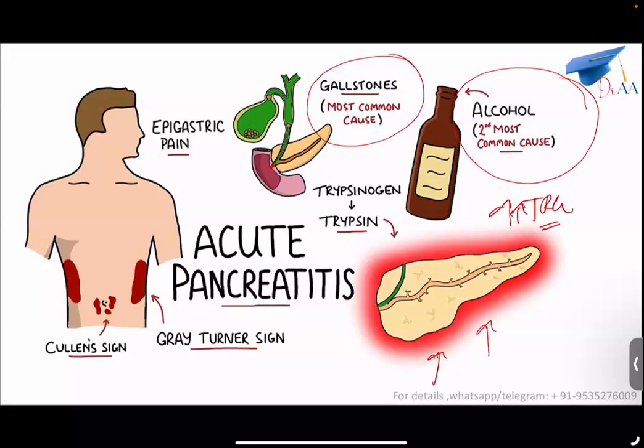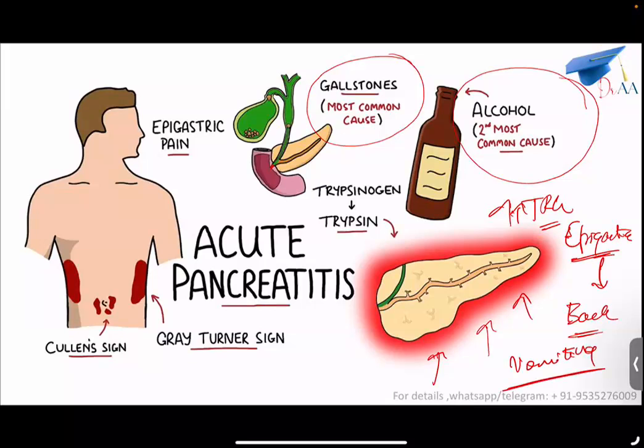How do they present? They present with severe epigastric pain. So the pain is in the epigastric region, and we all know this is a retroperitoneal organ. That's why the pain will radiate to the back. Epigastric pain radiating to the back. Along with it, the patient will say that they are not able to retain anything. Hence, there will be a lot of vomiting, and nausea will be involved.